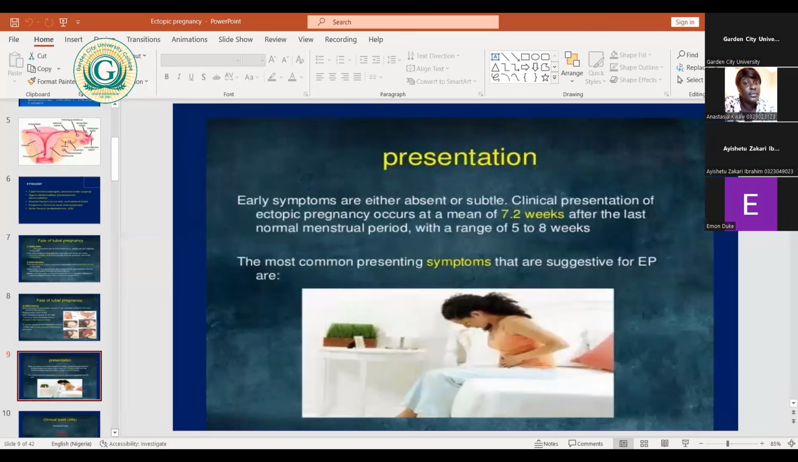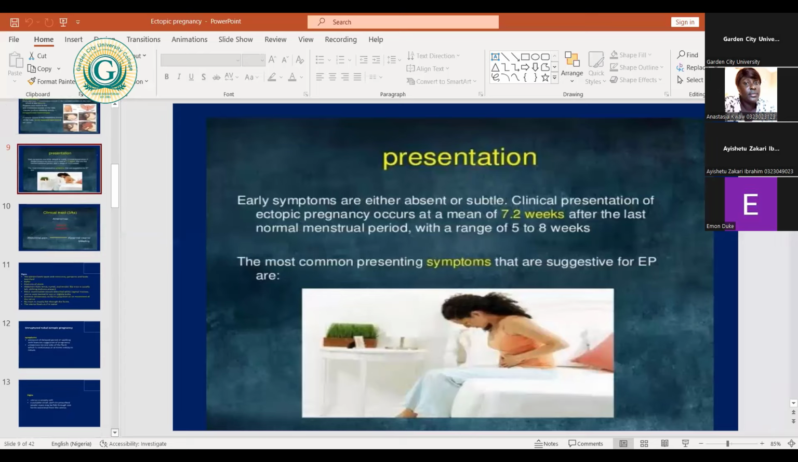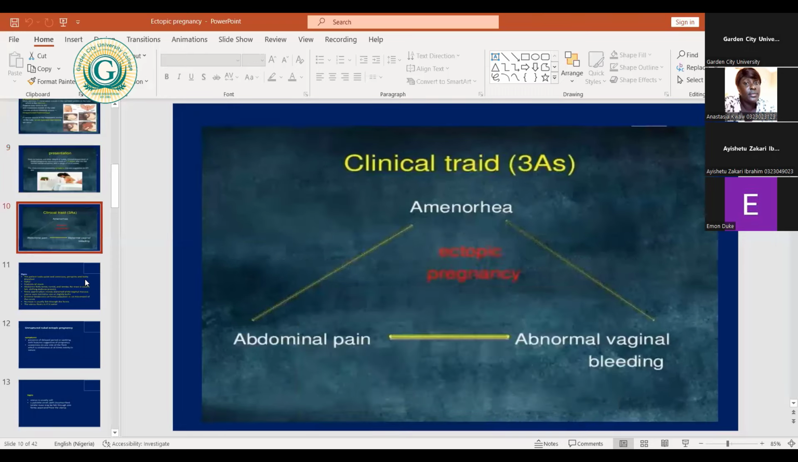And then presentation. How does it present? You have early symptoms, maybe very subtle. It comes up and it is like pregnancy. Clinical presentation of ectopic pregnancy occurs at about 7 weeks after the last menstrual period, with a range of 5 to 8 weeks. So in between there, that's where you begin to have the problems. That's where the pains, that's where the discomfort will be, because it is in the wrong place.